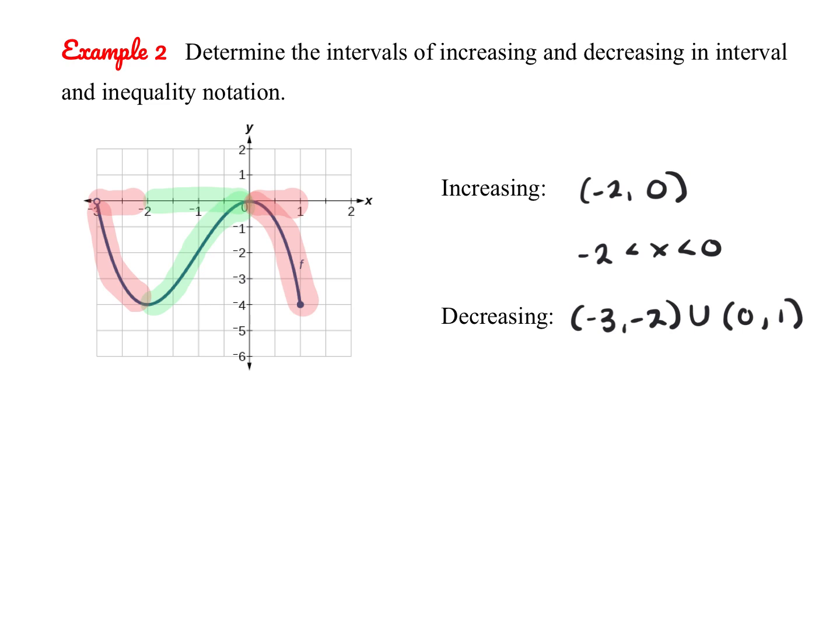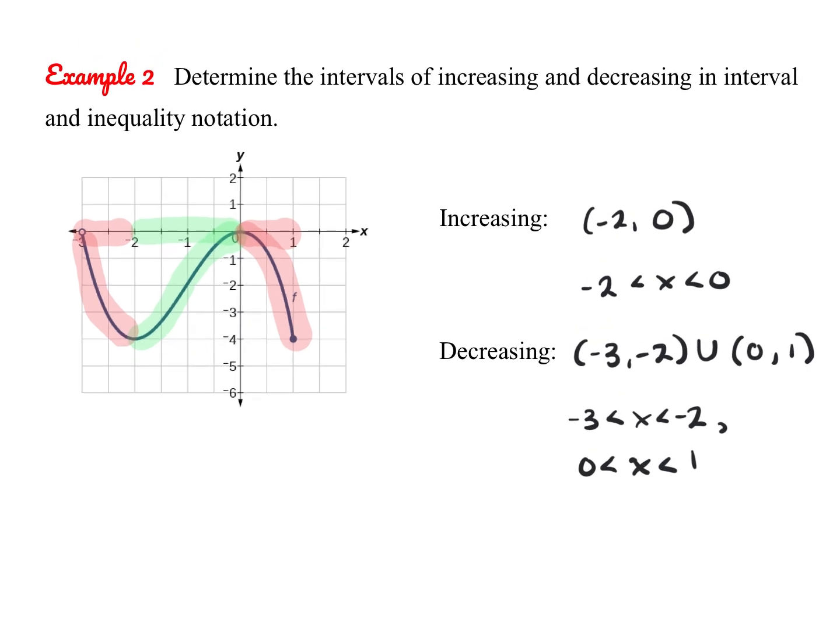So again, it's always in terms of the x values. And then for inequality notation, it's between -3 and -2. And I'll do a little comma for this one. And then between 0 and 1. So there you go. So again, the tricky thing is remembering we describe these intervals in terms of the x values where they are happening.